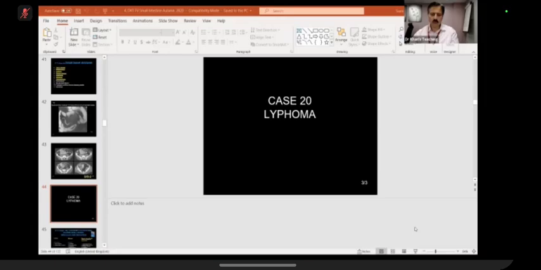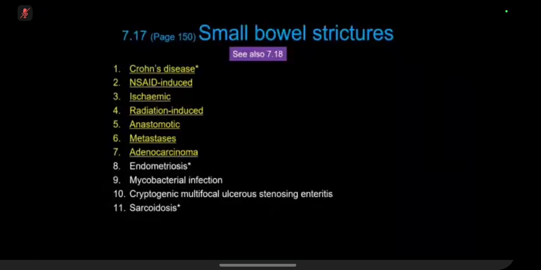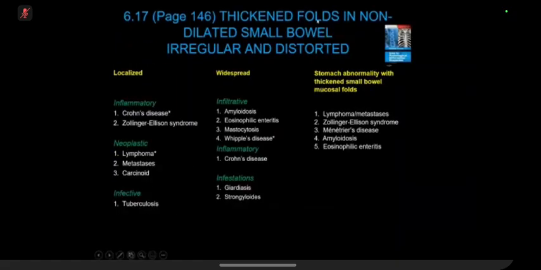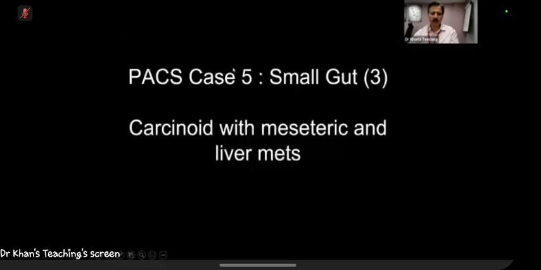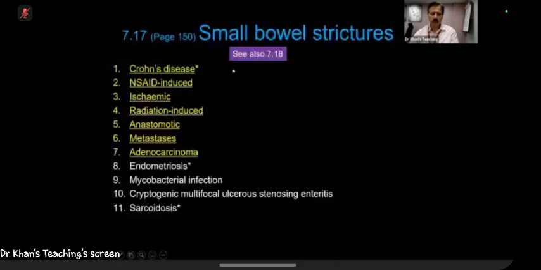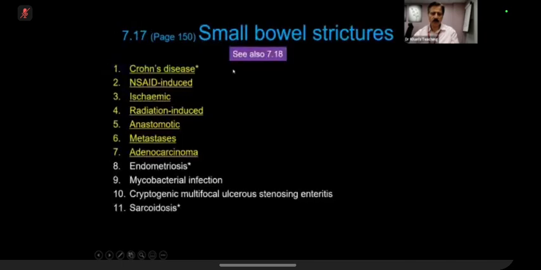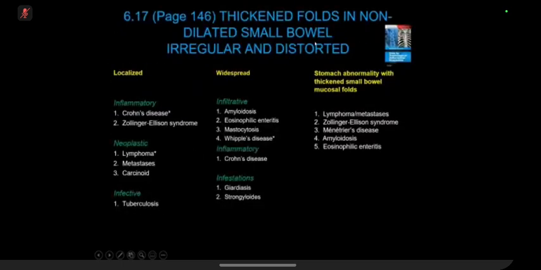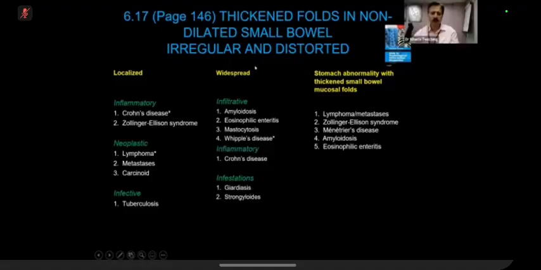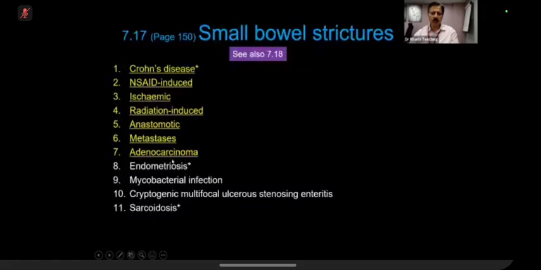Now, we go back to thickened mucosal folds. I hope it is projecting for you. Thickened folds in non-dilated small bowel, and lymphoma is one of them.